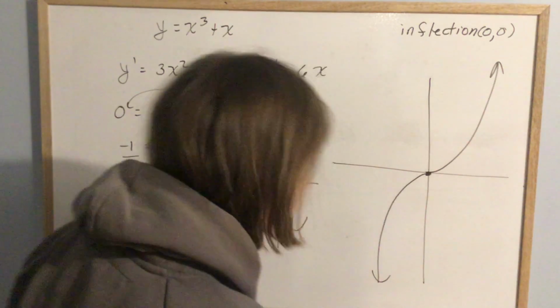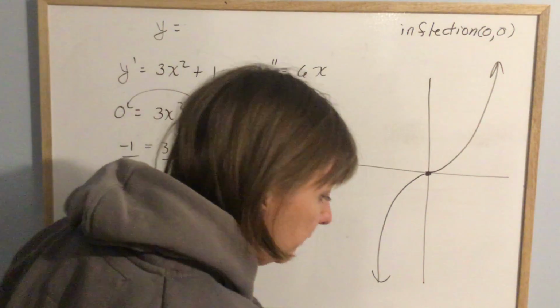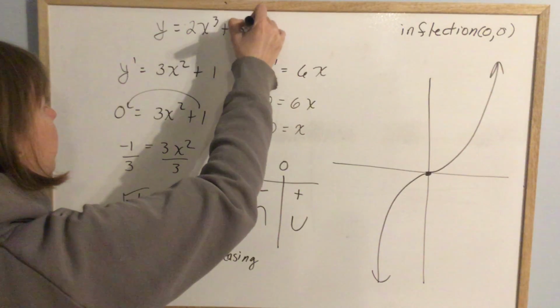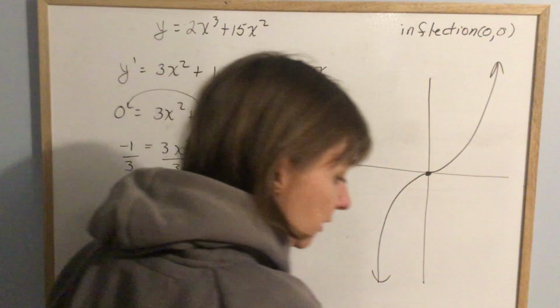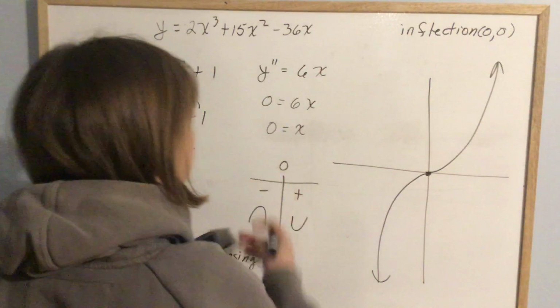3B looks longer. I hope it's not, but it could be. 3B is 2x cubed plus 15x squared minus 36x. All right.